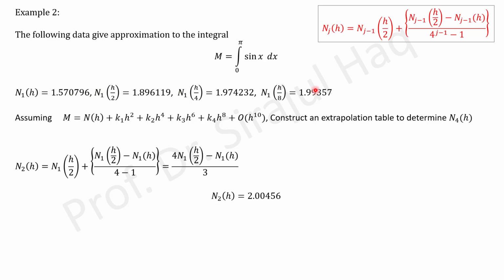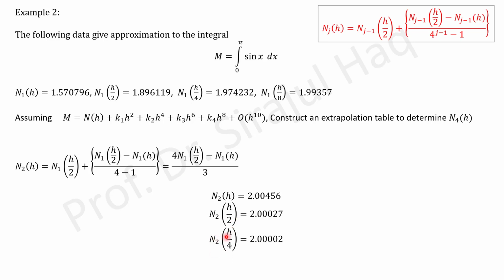Remember, h is not given to us in this problem, but just these values are given to us, so we are going accordingly. Now let's find out N4 of h. As you saw in the previous case, you need to find out N2 of h divided by 2 and N2 of h divided by 4. So for N2 of h divided by 2, replace h by h divided by 2. So you need N1 of h divided by 4 and N1 of h divided by 2. N1 of h divided by 4 is there, N1 of h divided by 2 is there, and when you substitute the values, you are getting the value of N2 of h divided by 2.